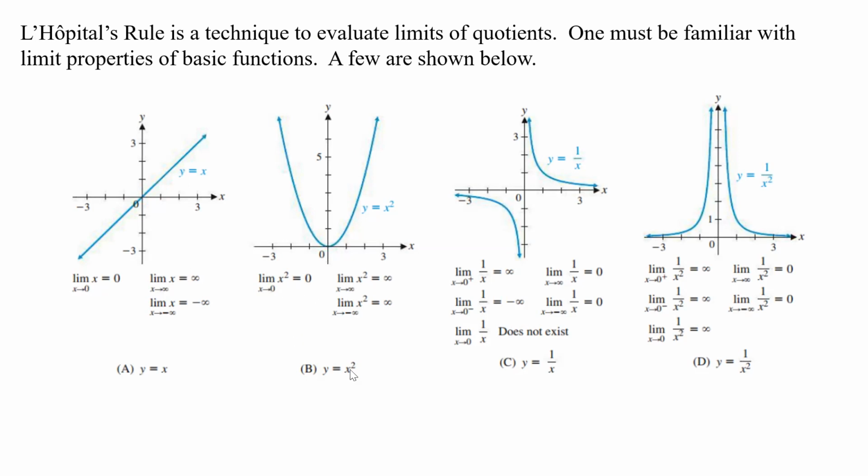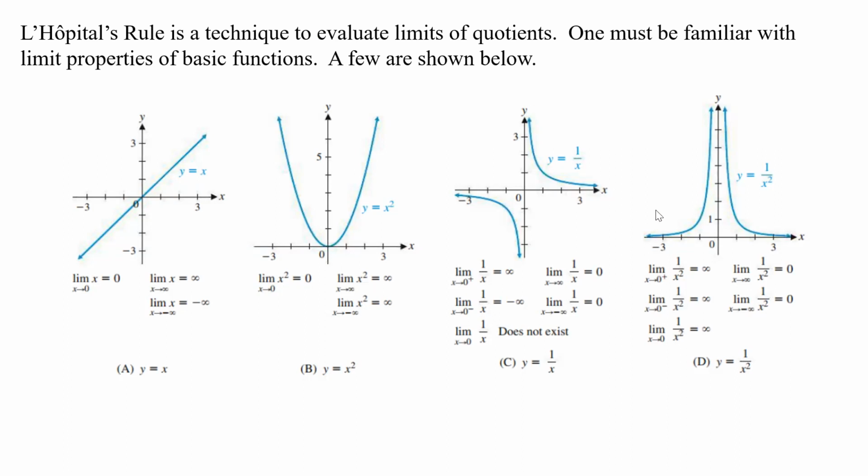All right, so for x squared, as it goes to 0, it becomes 0. As it goes to positive infinity, it goes to plus infinity. And as it goes to negative infinity, it goes to positive infinity. Now here we have 1 over x. As x goes to 0 from the right, from this direction, it goes to positive infinity. As it comes from the other direction, it goes to negative infinity. As it goes to positive infinity, it goes to 0. And as it goes to negative infinity, it goes to 0. Those are good things to remember here.